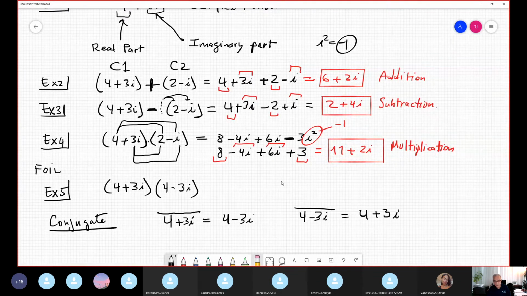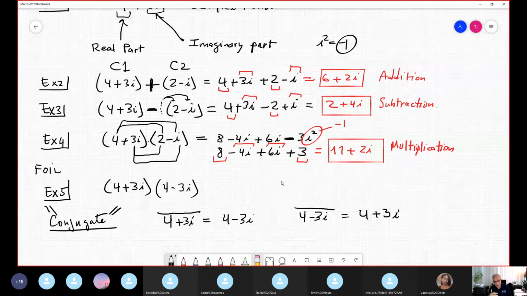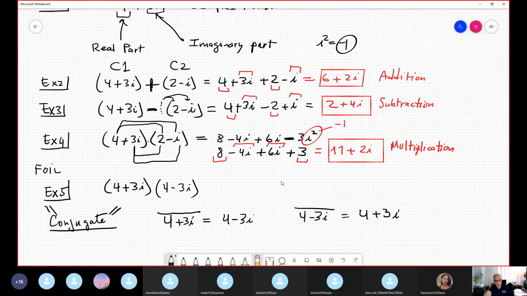Now the operation is too easy. The real part stays the same, and you change the sign of the imaginary part. This is called the conjugate. And when you multiply any complex number times its conjugate, you see two surprises. I want to explain in the ordinary, traditional way first, and after that the shortcut to do it in one second.